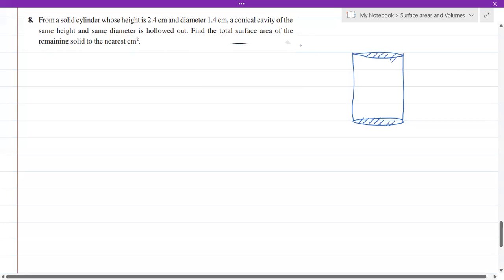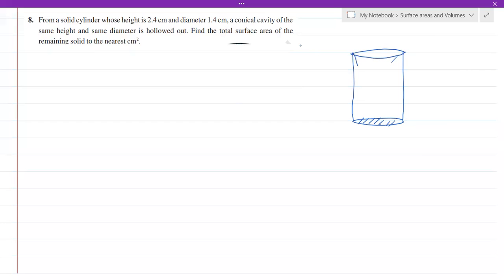In this kind of solid cylinder, what we are going to do is, on one top of the cylinder, we are going to do some carving. That is, we are going to carve out a shape in the shape of a cone. We have created a conical cavity of the same diameter and the same height. That's how we have drawn the figure. Now what we have to find is the total surface area of the remaining solid.